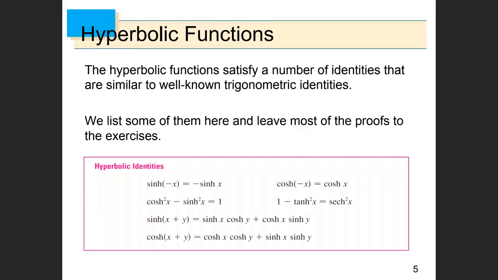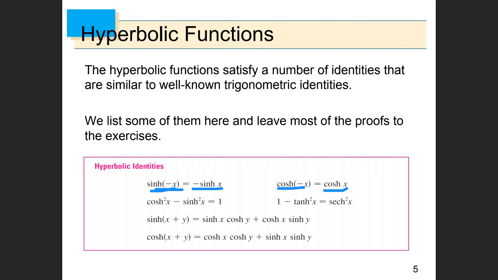Some identities. When it comes to identities, notice that sine and hyperbolic sine are both odd functions. You can see there, hyperbolic sine of minus x is just minus hyperbolic sine of x. So it shows you that the hyperbolic sine function is an odd function. The hyperbolic cos function is an even function, because hyperbolic cos of minus x gives you hyperbolic cos of x. It means it is an even function, right?